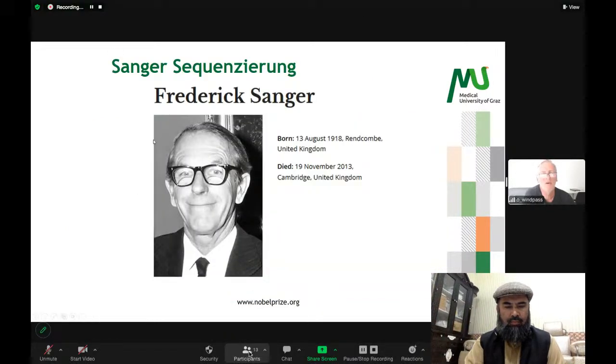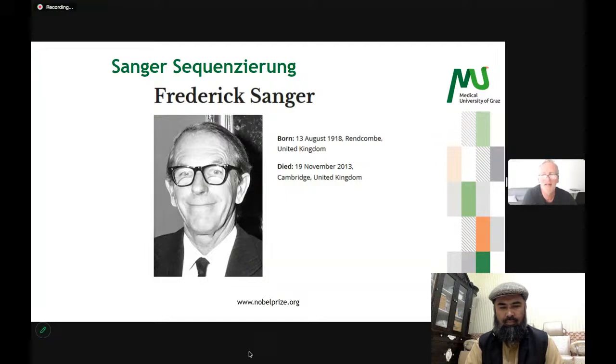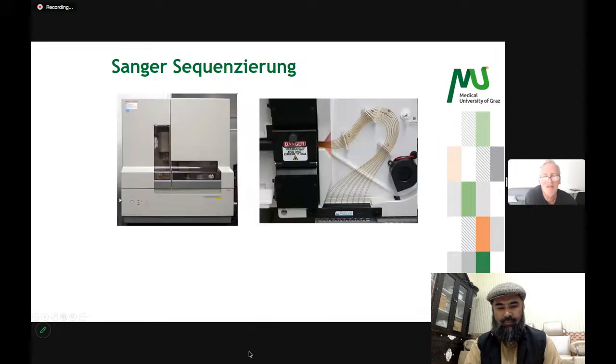So just to give you a small introduction to Sanger sequencing, I'm pretty sure you might be familiar with the technique. It is based on the invention of Frederick Sanger, who died in 2013. He actually got 2 Nobel Prizes in science, so he was quite a bright guy, to be honest. He was able to introduce us to this nice method. It is still the golden standard for mutation detection, still actively used in our institution.